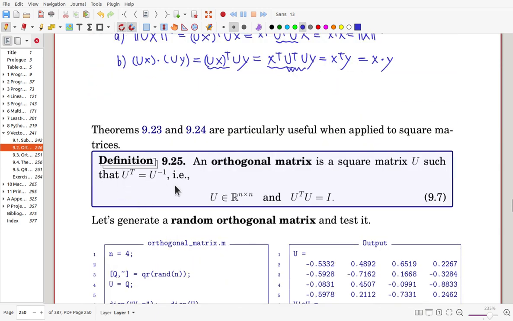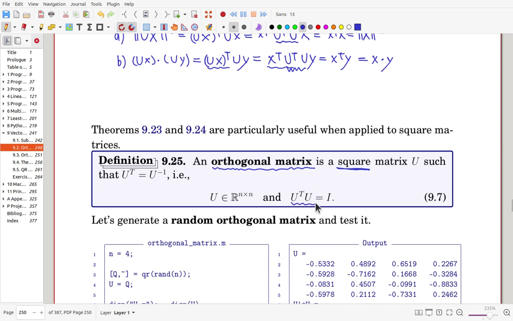Now we consider the case when U is a square matrix, so you see an n by n matrix. And in this case, it's quite useful and frequently used, so we give it a name. The name is orthogonal matrix. An orthogonal matrix is a square matrix U such that U transpose is U inverse. That means it is an invertible square matrix and the inverse is U transpose. We may rewrite it this way: U is a square matrix and U transpose U is identity. After the product it becomes identity, so that U transpose is U inverse.